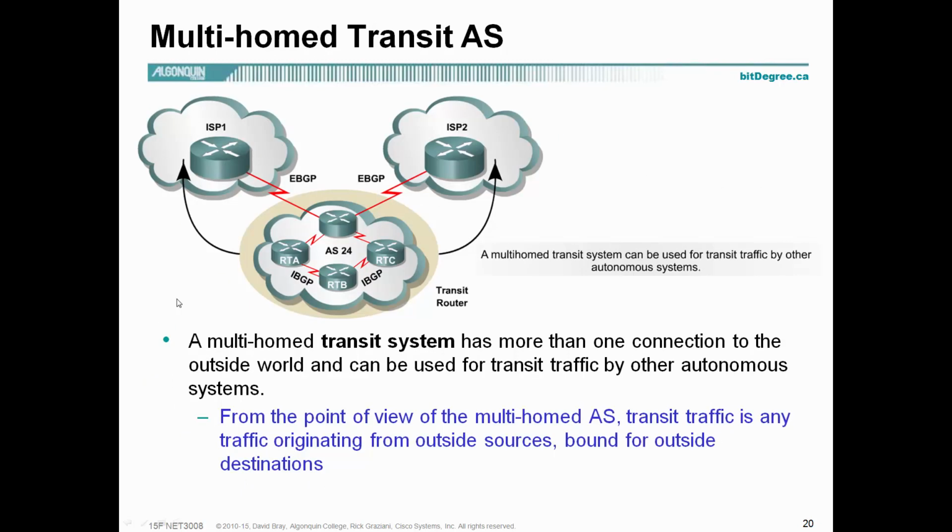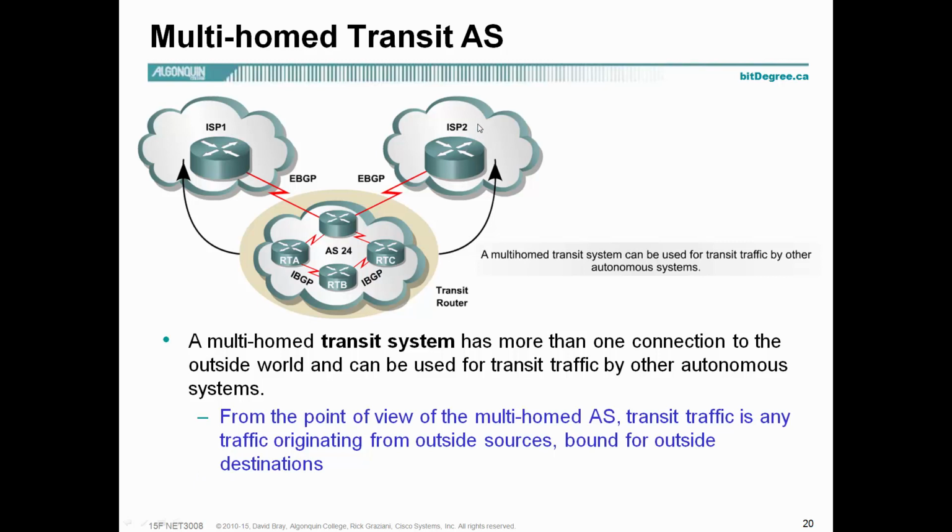So we've been talking about non-transit systems. So let's say we've got a transit system now, or transit AS. Here in this picture, consider now if this is a multi-homed transit AS with more than one connection to the outside world, then from the point of view of the multi-homed AS, transit traffic, remember, is any traffic originating from outside sources bound for outside sources.